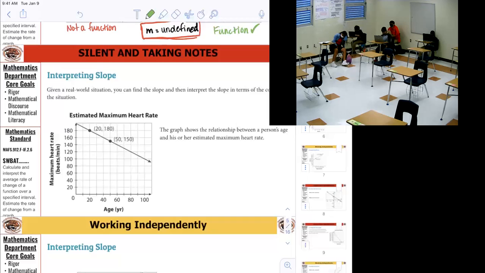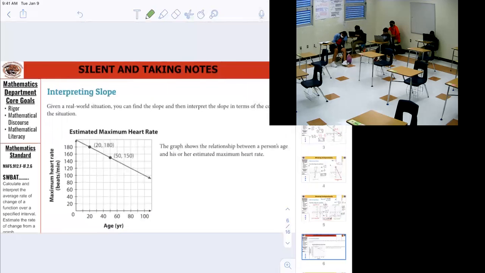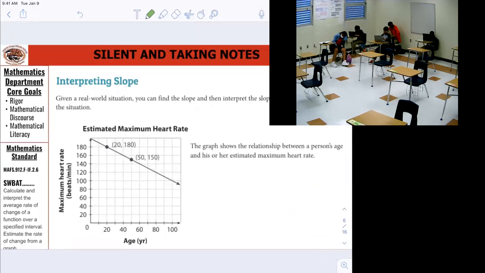Okay, so let's get right to it. We're going to do a couple more. Now that we understand how to calculate the slope, we can always interpret it. Because remember, everything we do in algebra always ends up with a real world situation. And whenever you have a real world situation, you can calculate the slope. Then just like we've been doing, we're going to see what the units are and what that means about the scenario. Can I have a volunteer tell us what is going on in this graph?